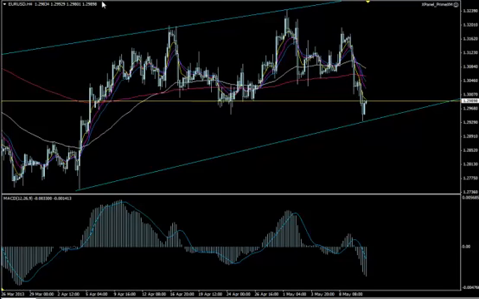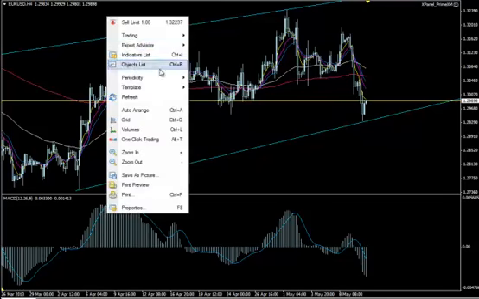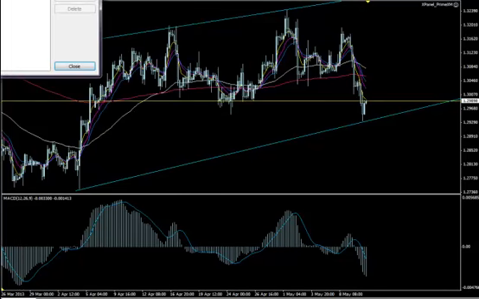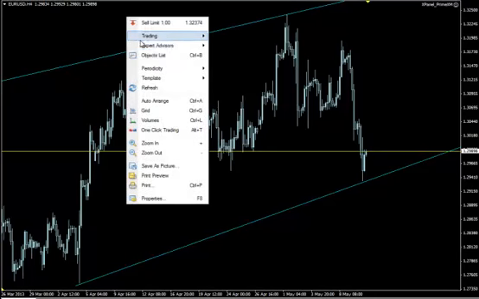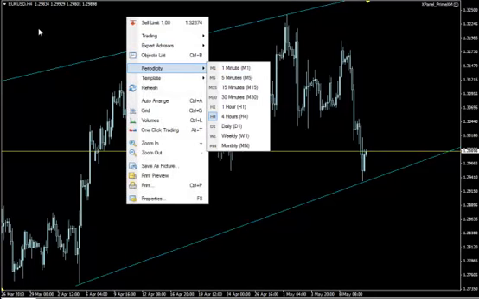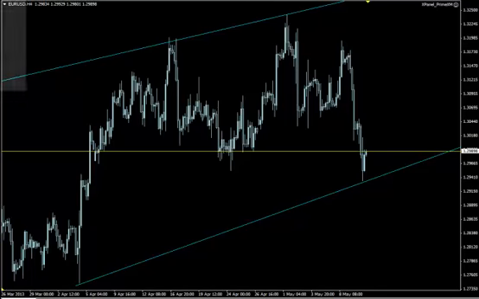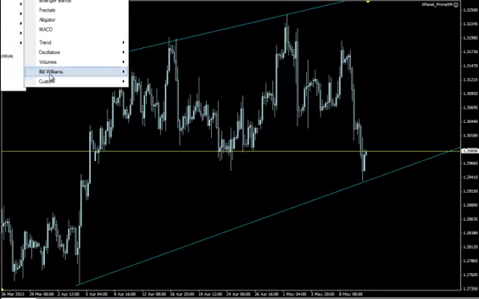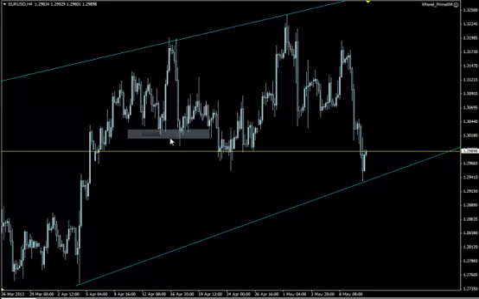And now let's go to the last system. I'm going to remove these moving averages and MACD, so we can have a look at the pair using Ichimoku Kinko Hyo. Here it is.